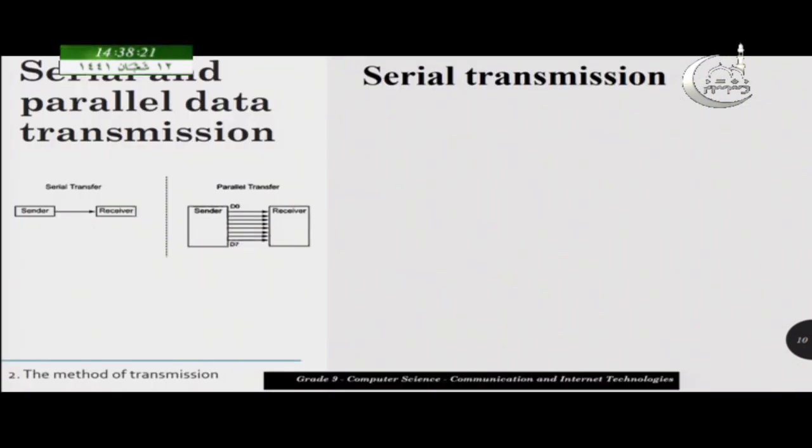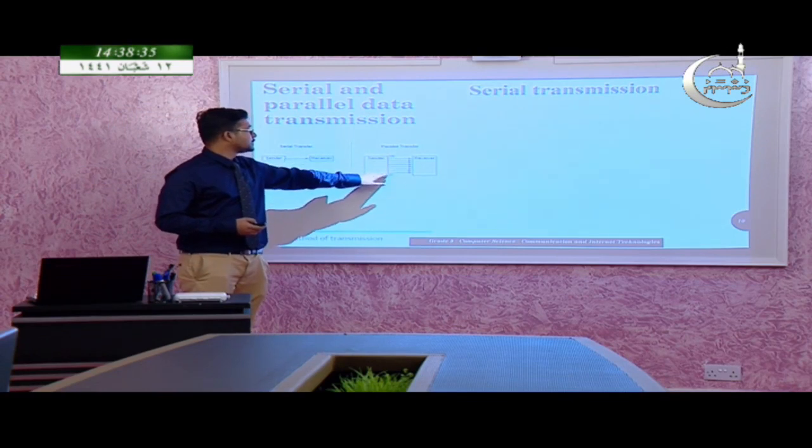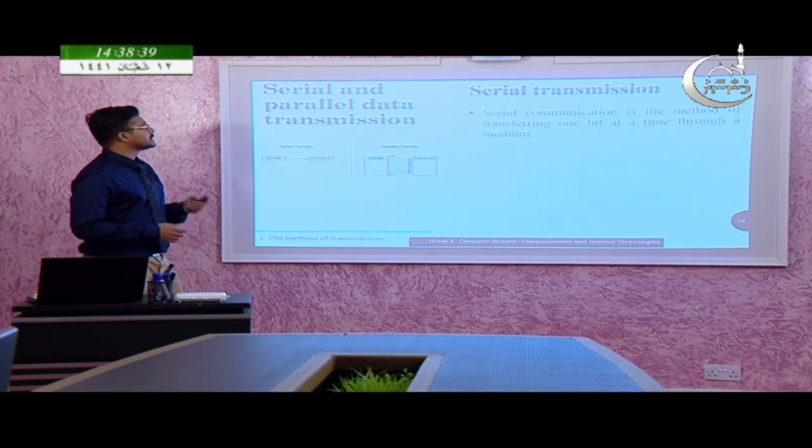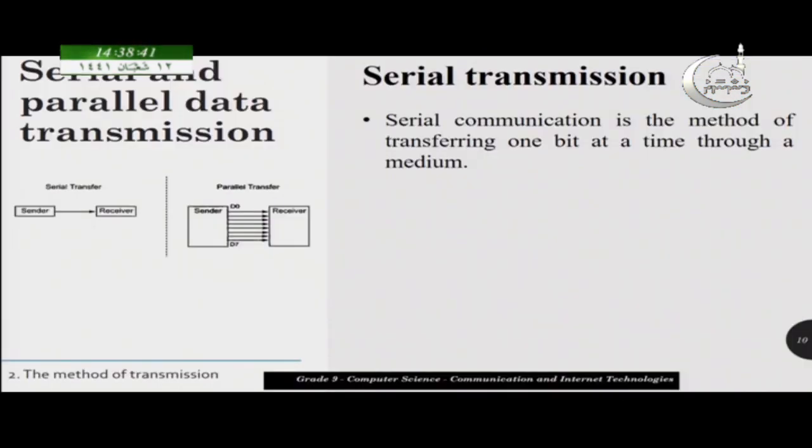Then the next thing is the method of transmission. Based on that, it is categorized into serial transmission and parallel data transmission. From the figure itself, you get an idea. Serial will be using only one cable. Parallel will be using multiple cables at the same time. So we will start with serial data transmission. Serial data transmission is a method in which we use only one cable to send the data, one bit at a time. The first bit is sent, followed by the second bit, followed by the third bit, like that.